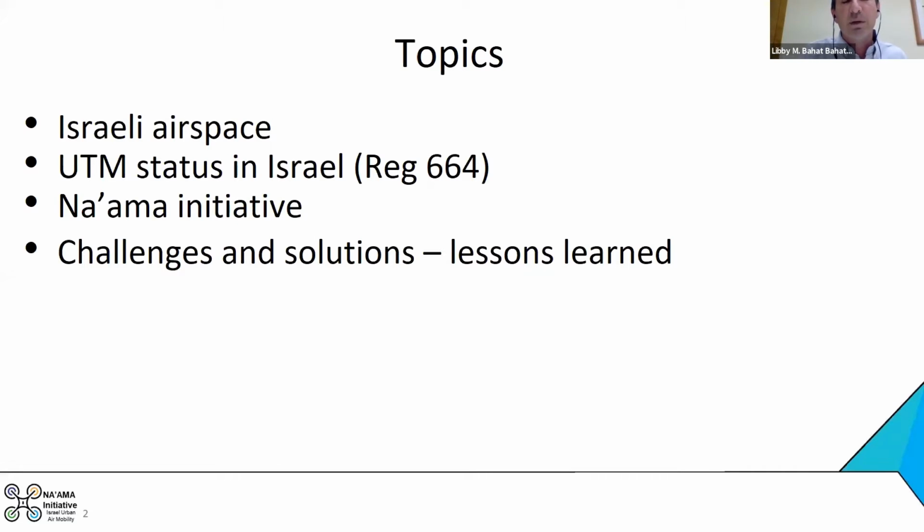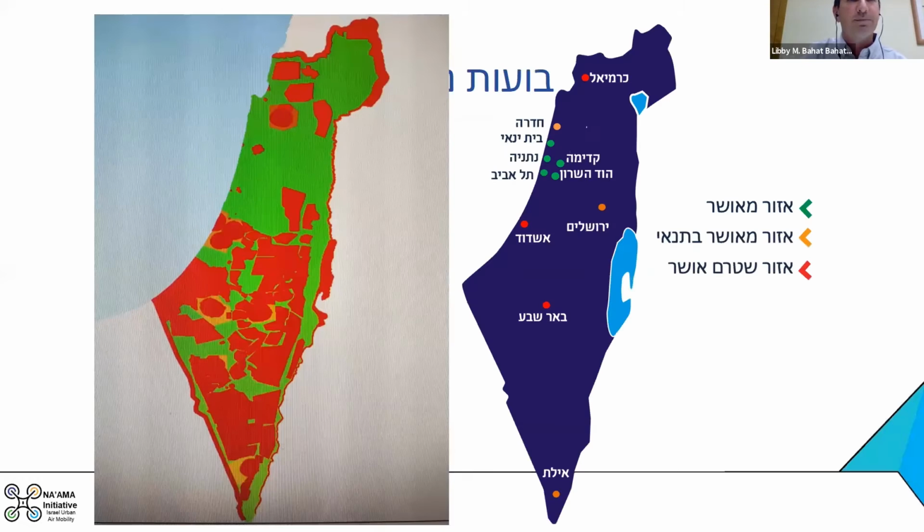I'm going to say a word about the Israeli airspace because it's very complex and very relevant to the issue. Then the UTM status in Israel, and now we can compare to the EU regulation 664. A little bit about the initiative, and the last 4 slides are the challenges and solutions. I'm going to get to those as fast as I can.